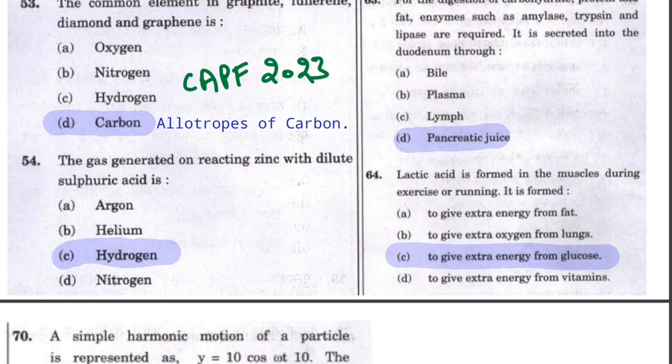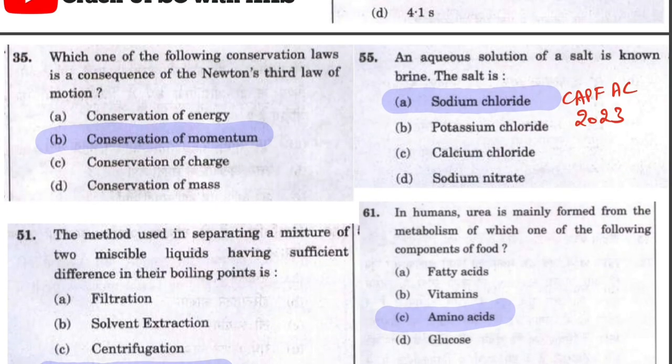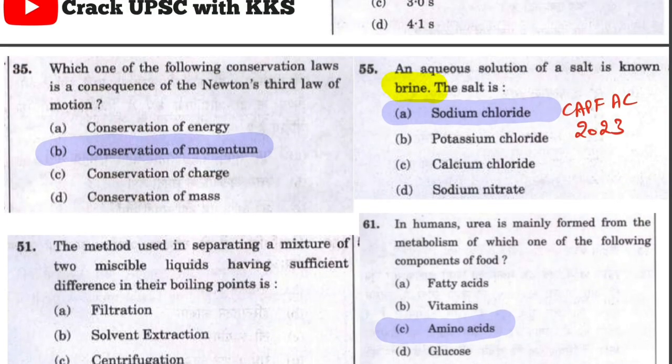And the next question is: which gas is generated on reacting zinc with dilute sulfuric acid? So hydrogen. And its equation will be Zn plus H2SO4 gives ZnSO4 plus H2. So hydrogen is generated when zinc is reacted with dilute sulfuric acid. Let's move to the next question. Here the question is about brine. An aqueous solution of a salt is known as brine. The salt is sodium chloride.